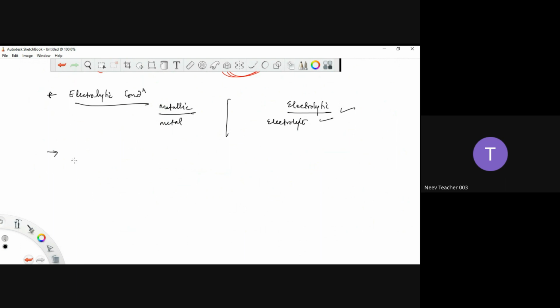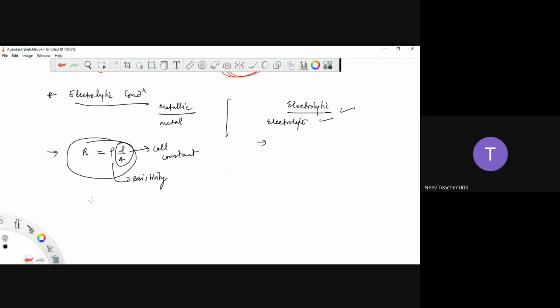Some other terms are used, like resistance. Resistance is rho L by A for metallic conduction, and the same analogy we can use for electrolytic conduction as well. So what is this rho? Resistivity. And L by A is the cell constant.